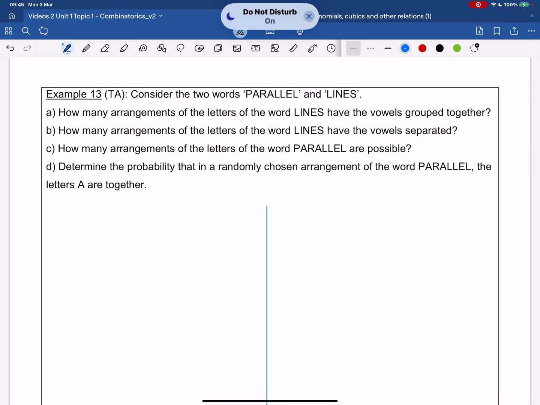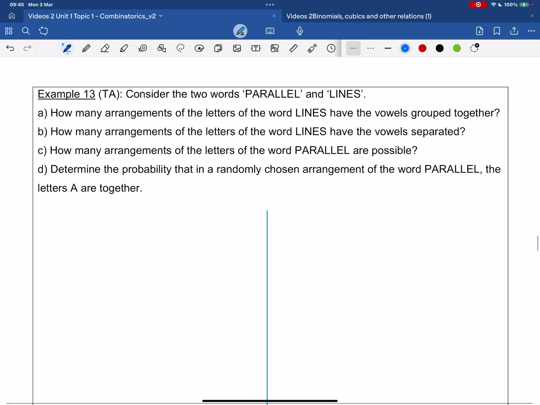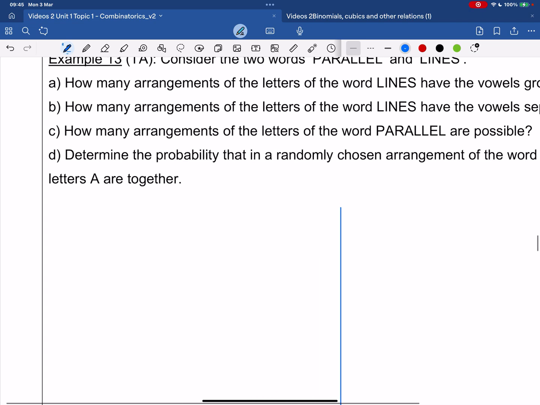So in this example, we're going to have a bit of a combination of the things that we've done in the previous examples, because we've got two words, parallel and lines. So we've got repeated letters, and we're going to be having letters that are together or treated as one. So let's have a look first. How many arrangements of the letters of the word lines have the vowels grouped together?